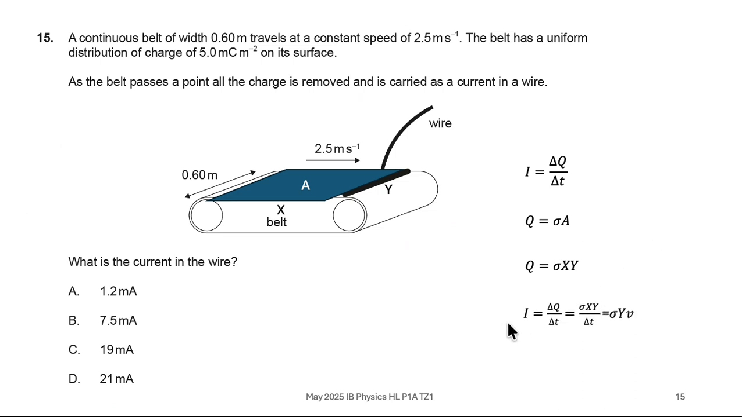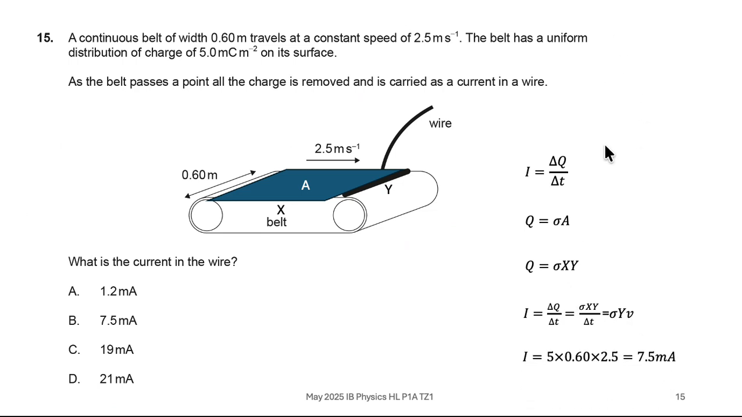Hopefully what you see here, and sorry it's a little bit small on the screen, delta q over delta t, well, we've effectively got delta x over delta t. There's a delta missing here. Now delta x over delta t is simply the speed of the belt. We're told that that is 2.5 meters per second. So to get the current, we simply need to take the charge density times that dimension in the y times the speed.